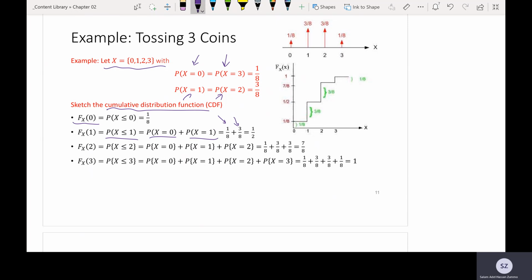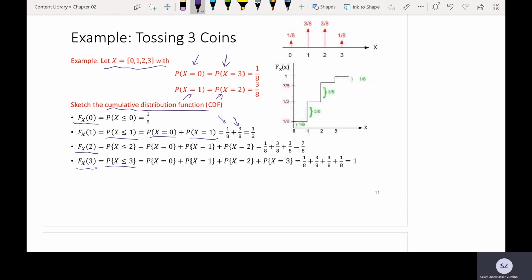So what is F_X of 2? Similar. What is F_X of 3? It's 1, because it's the probability that x is less than or equal to 3, and that always happens. It's 1. So now let's sketch this.